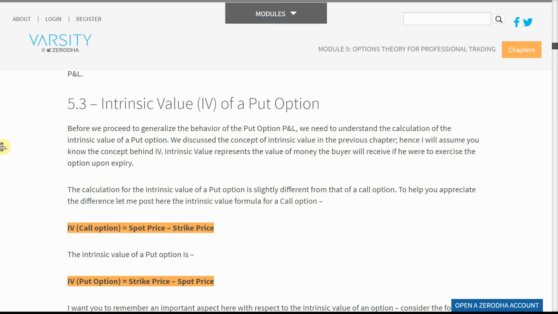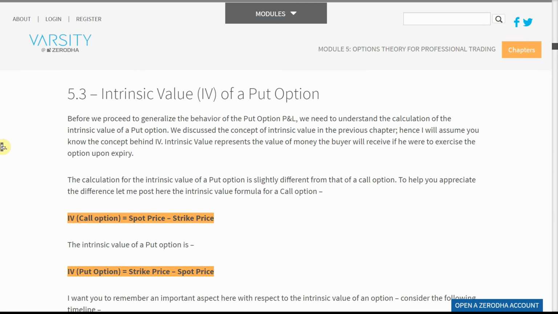5.3 Intrinsic Value (IV) of a put option. Before we proceed to generalize the behavior of the put option P&L, we need to understand the calculation of the intrinsic value of a put option. We discussed the concept of intrinsic value in the previous chapter. Hence, I will assume you know the concept behind IV. Intrinsic value represents the value of money the buyer will receive if he were to exercise the option upon expiry.